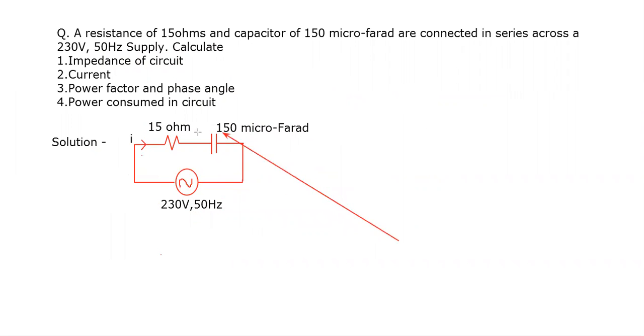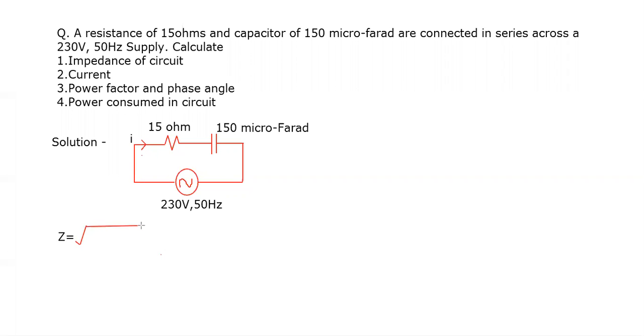Okay, so this is the figure and the quantities to be determined are impedance of the circuit, current, power factor, phase angle, power consumed in the circuit. So let us start. The first thing asked is impedance. So impedance is Z and the formula for impedance is under root of R square plus (XL minus XC) whole square.